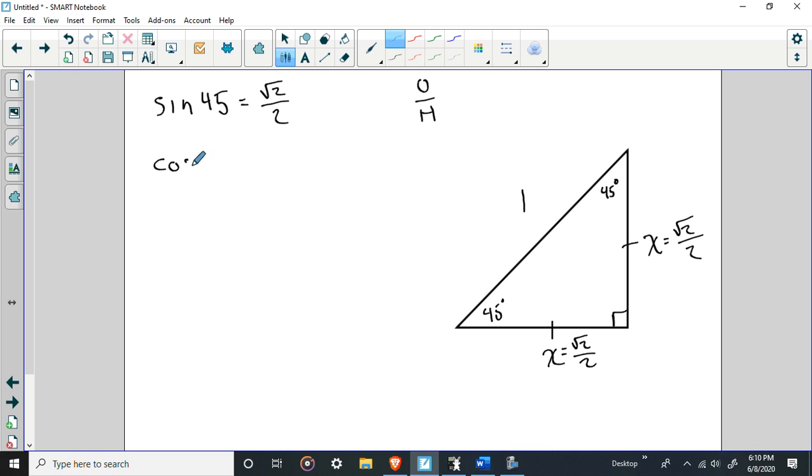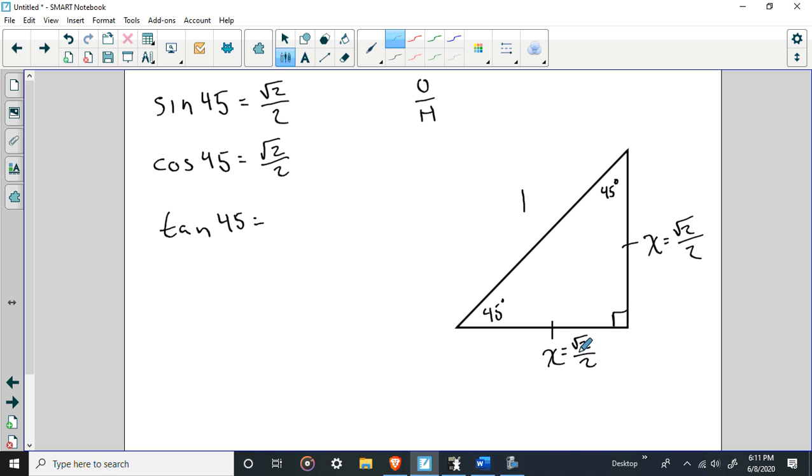What's the cosine of 45? Again, now it's adjacent, same number over hypotenuse. So this is going to be an important value for us. This is the place where sine and cosine are the same. And your last thing, hey, what's the tangent of 45?